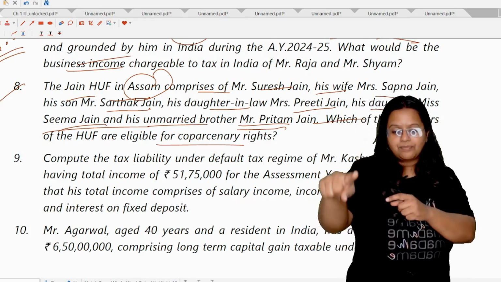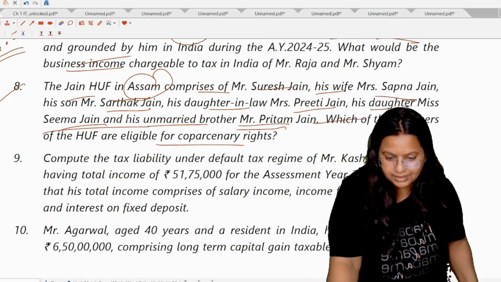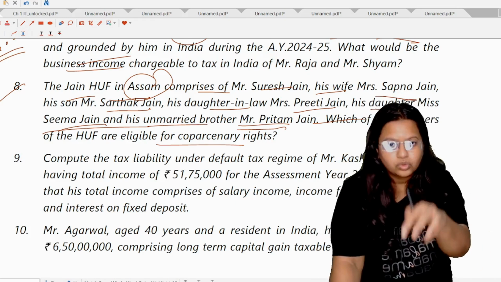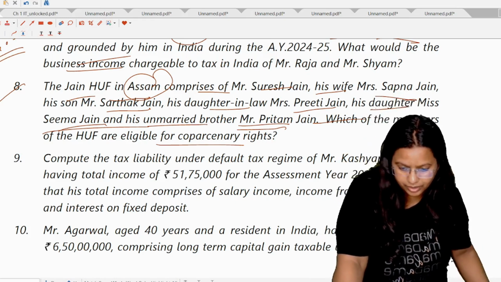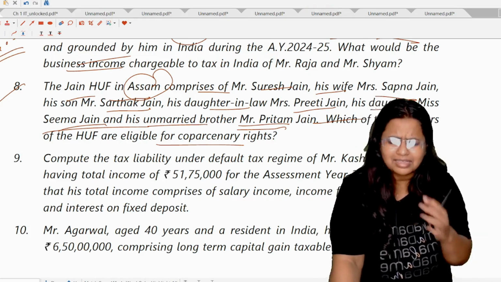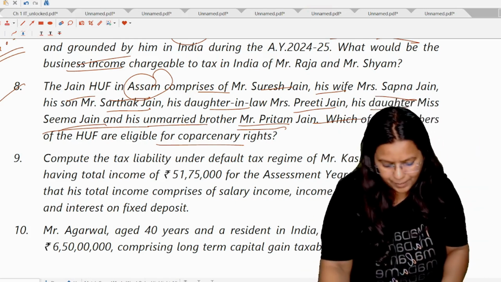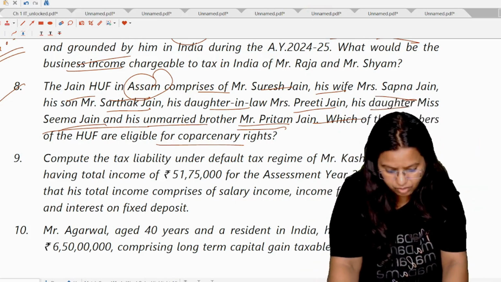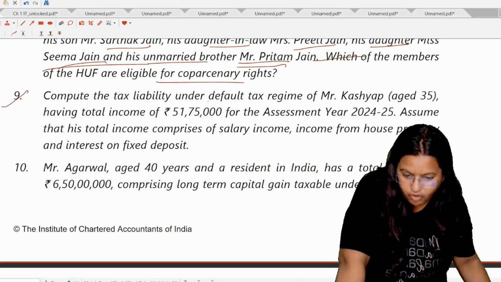First of all, Mr. Suresh Jain and his unmarried brother, Mr. Preetham Jain. Two of them will get the coparcenary rights, not anyone other than them. Now, ma'am, in case the brother is married, the answer will be the same for sure. That is, Suresh Jain and his brother Preetham Jain will get the coparcenary rights, not any other person from them.